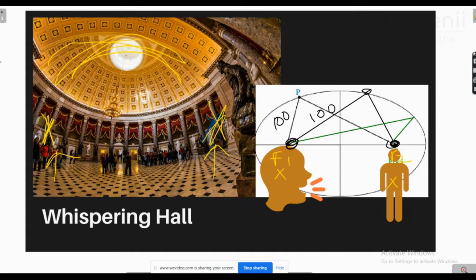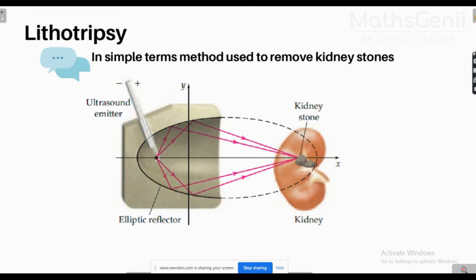One more very interesting application in medical. You all know about kidney stones, and this process is called lithotripsy. What is lithotripsy? When we don't want to get an operation for removing kidney stones, and we want to remove kidney stones without operations from outside the body, we use this device called lithotripter. What does this do? This is that device. Okay, and this device emits sound beams. Okay, and this is the kidney stone.